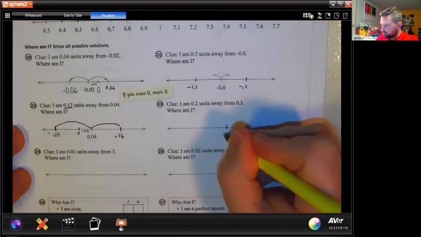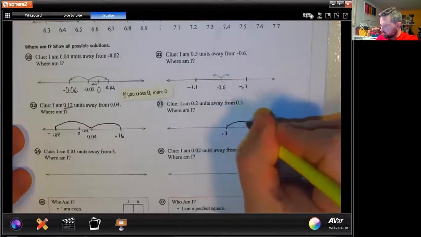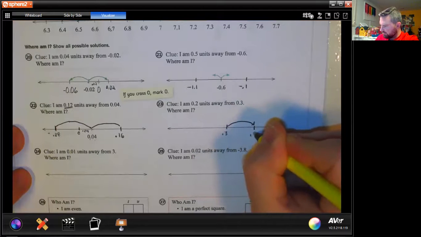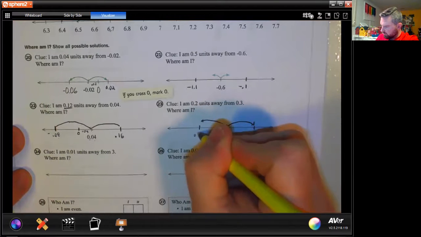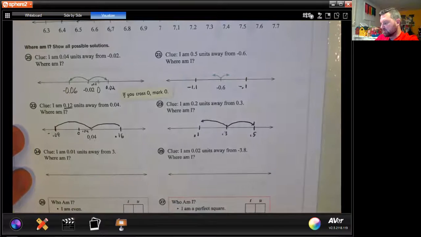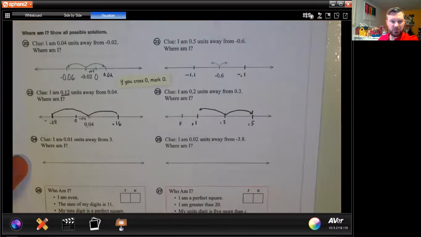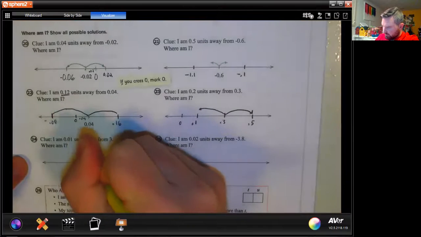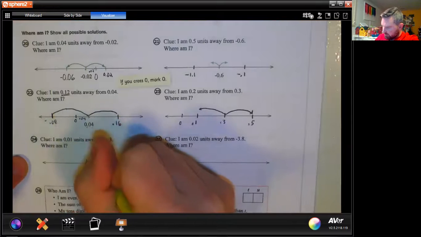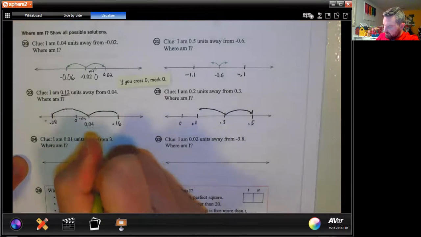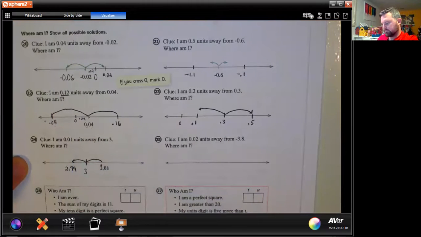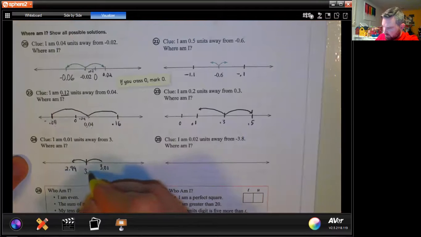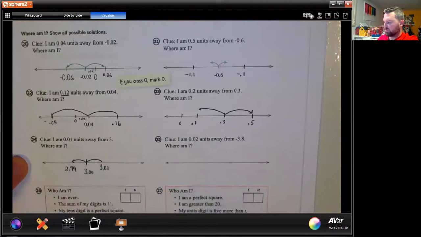I am 0.2 units away from 0.3. Okay, so here's 0.3. If I go 0.2 units this way, that would be 0.5. And if I go 0.2 units this way, 3 minus 2 is 1. That is 0.1. Okay, 0 would be right there. We didn't cross it. I am 0.01 units away from 3. So here's 3. If I go this way 0.01, that's 3.01. And if I go this way 0.01, that's 2.99. Okay, because this is pretty much 300, and 300 minus 1 is 2.99.